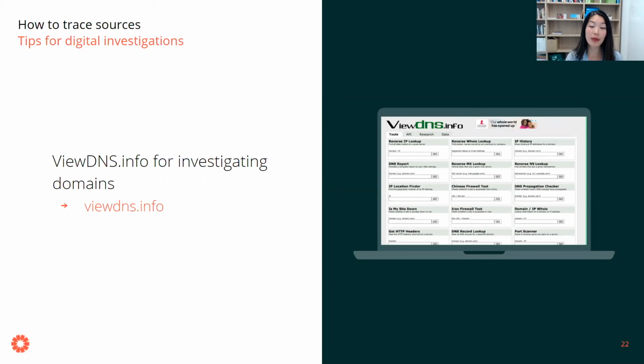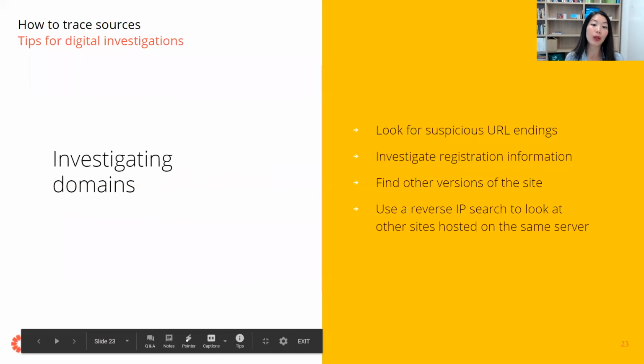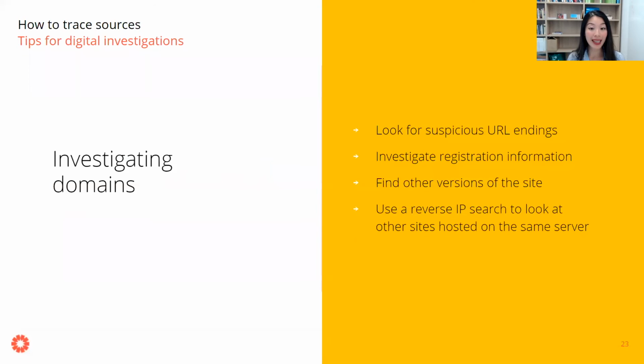Sometimes you can still find some information because there are many websites that help you look up registration information. One of those that we use quite a lot is called ViewDNS.info. It's pretty handy. When it comes to domains, we want to look for suspicious URL endings. We want to investigate registration information.